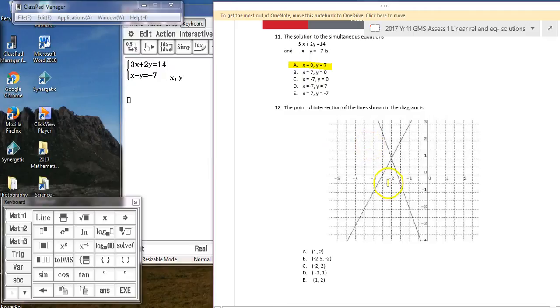Okay. The last one is just a visual one, and we're looking at the coordinates. Things we need to remember is that the x coordinate is always before the y coordinate. In this instance, x is negative 2 and y is positive 1.